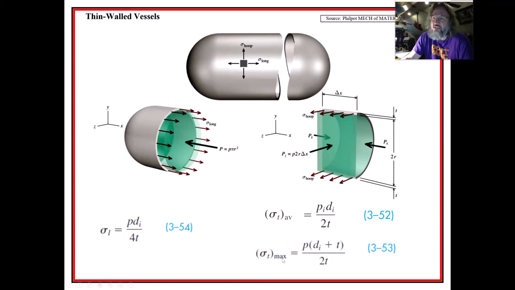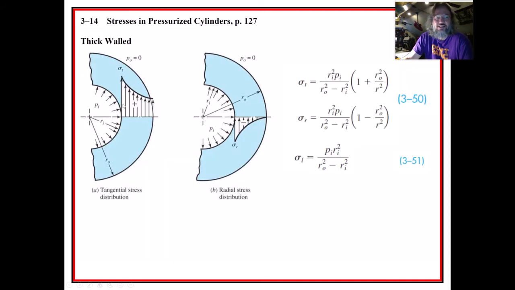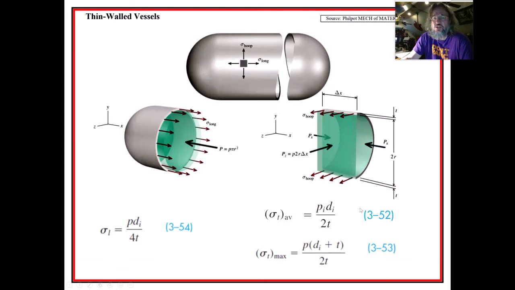But that maximum stress is on the inside surface of the thing. So if we're going to look for stresses on the outside surface of this thin-walled approximation, we're going to use this equation right here. The only time you should add t to this D_i right here is if we're looking on the inside surface, right?